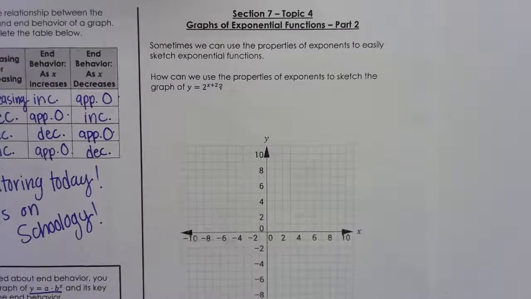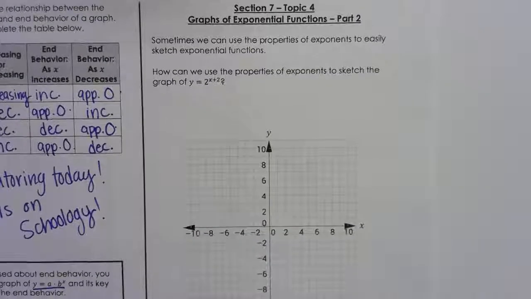Okay, this is section 7, topic 4. So we're talking about graphs of exponential functions, and this is part 2. Sometimes we can use the properties of exponents to easily sketch exponential functions. So how could we use the properties of exponents to sketch the graph of y equals 2 to the x plus 2?